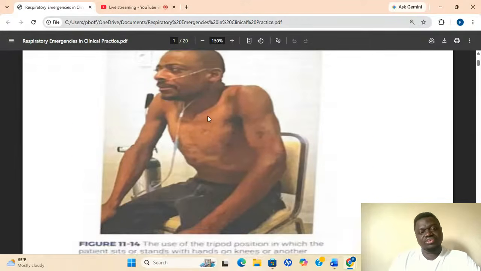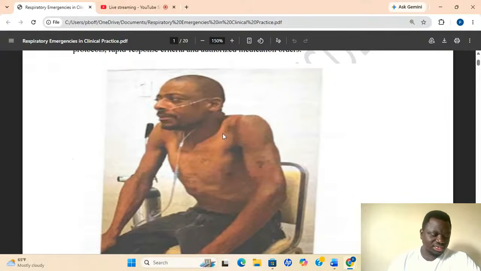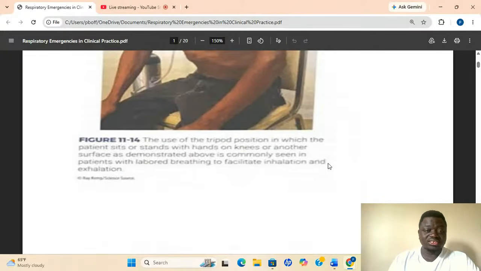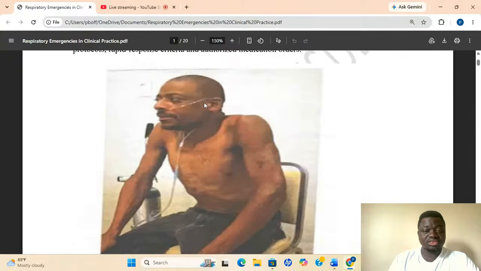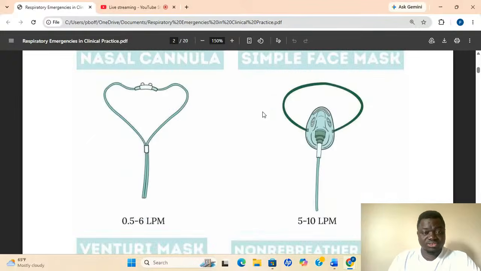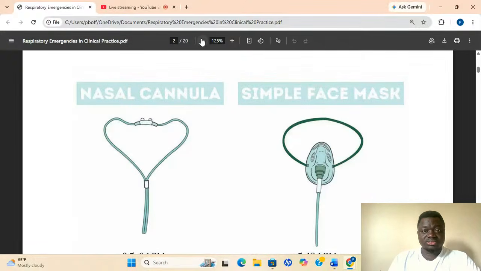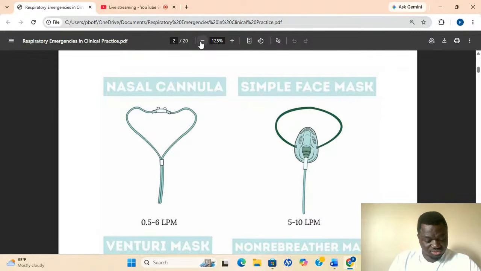So first of all, respiratory emergencies. If the person is conscious, or if the person can tolerate care, this is the orthopneic position that they sit in.